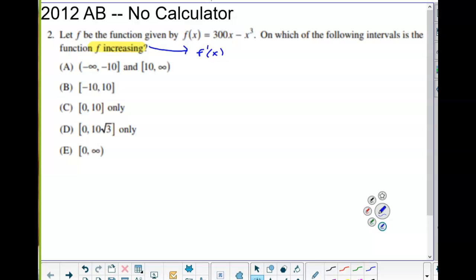How do you know if you have a rate? The derivative is a rate that's increasing. It's positive, right? So that's our goal. Our goal is to figure out when the derivative is greater than 0. So I'm going to take the function f of x and take its derivative, which is just 300 minus 3x squared.